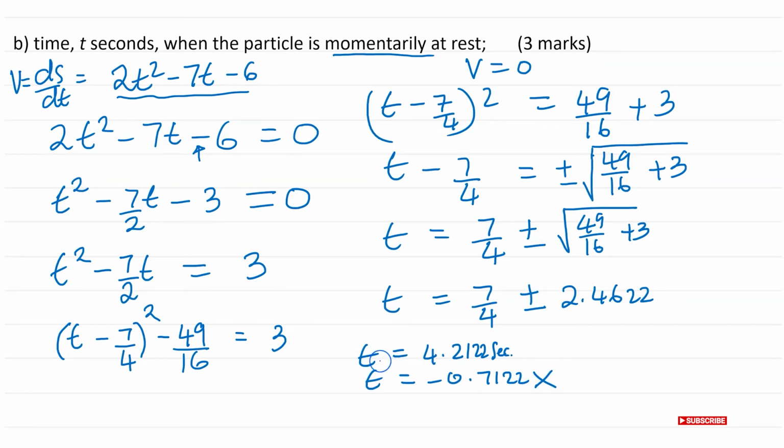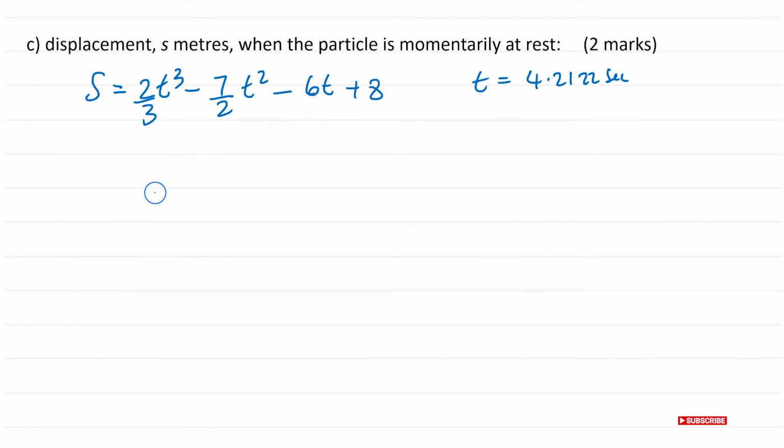Now we're going to say t is equal to 4.2122 seconds, guys. So this is the time when the object is momentarily at rest. All right, guys, now we are asked to find displacement when the particle is momentarily at rest. So what is the displacement at that point? Right, we know that's going to be 4.2122 seconds from the beginning. Now all we have to do is substitute this value into our displacement function.